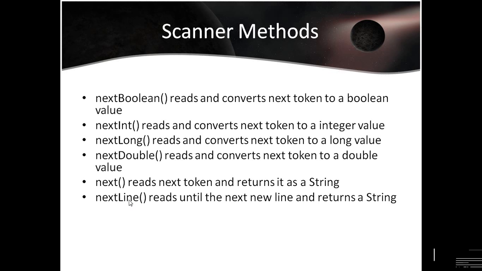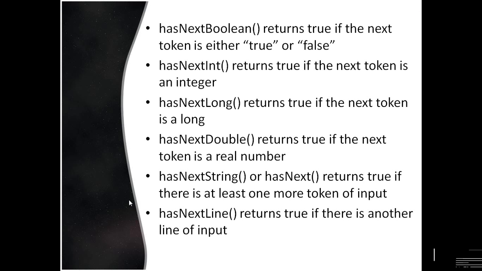While reading the data using these methods, to check the conditions, you can use the has methods. hasNextBoolean will return true whenever the next value you are going to read is a boolean. Otherwise, it will return false. The same thing with hasNextInt: if the data to be read is an integer type, it will return true. Otherwise, it will return false.